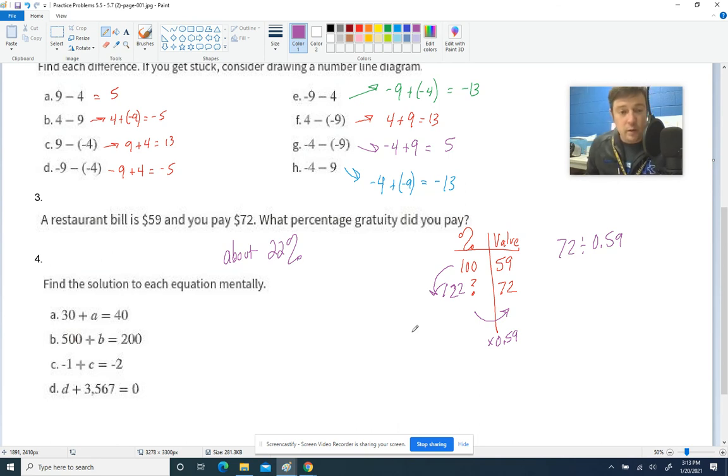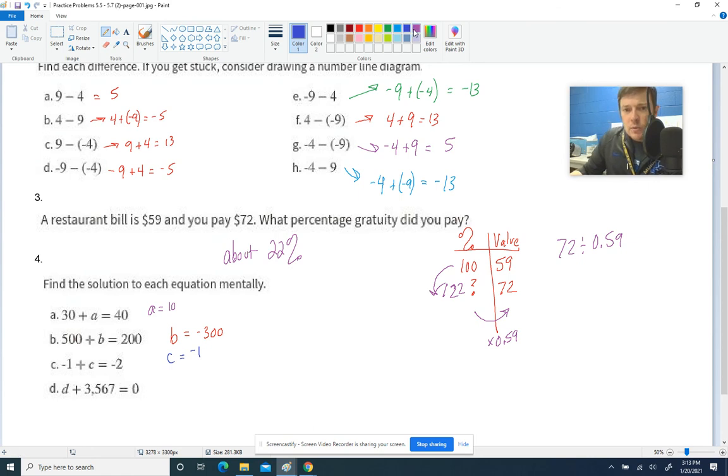That's pretty good. Find the solution to the equations mentally. So you're doing these in your head. What number can we add to 30 and get 40? That would be 10. Next one. What number could we add to 500 and drop down to 200? Well, it'd have to be negative, and it would have to be their difference, which would be negative 300. The next one. What number could we add to -1 and get to -2? Well, we'd have to combine it with another negative, so it would have to add to 1 to get 2, and so that would be -1.